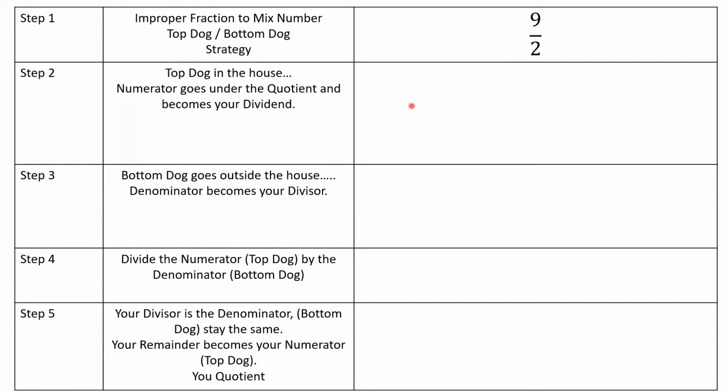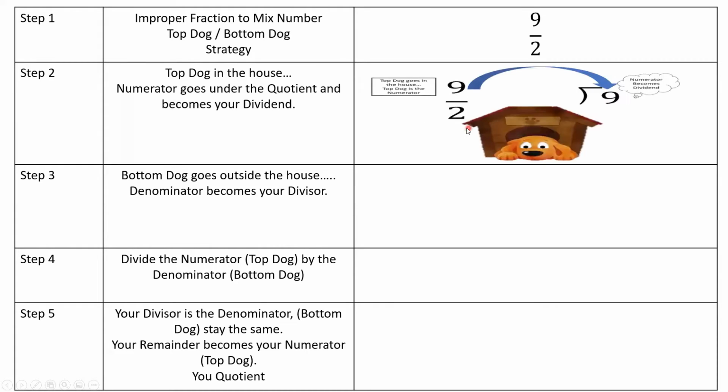So our first step is to use the top dog, bottom dog strategy. The top dog is in the house. That means that the numerator goes under the quotient and becomes your dividend. And what that means is your top dog goes in the house. Your top dog is your numerator. This numerator will now be placed up underneath the quotient as your dividend.